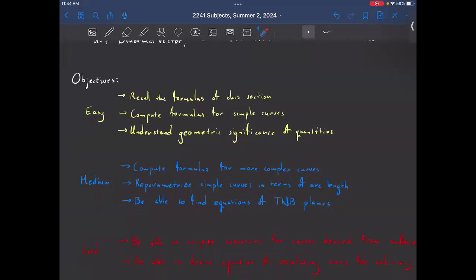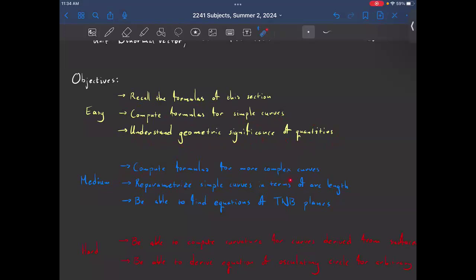So we have easy, medium, hard. So first off, I just want you to remember some of the formulas in this section. You should be able to compute these formulas for simple curves like planar curves or the helix. And you should understand the geometric significance of a lot of the quantities in here, which just means that you should be able to draw a picture of them that explains what those quantities are.